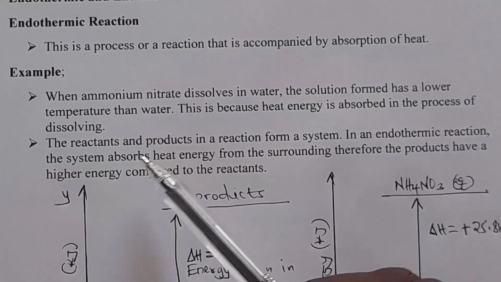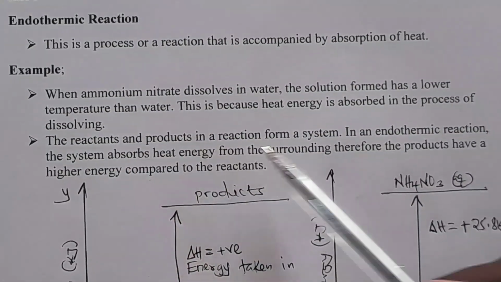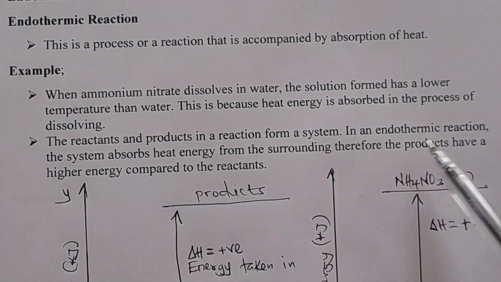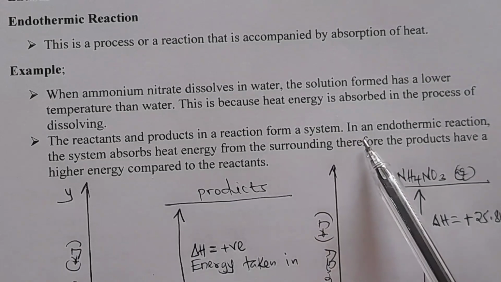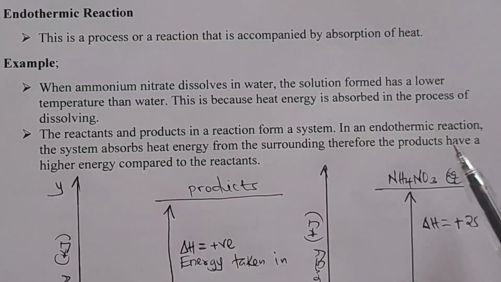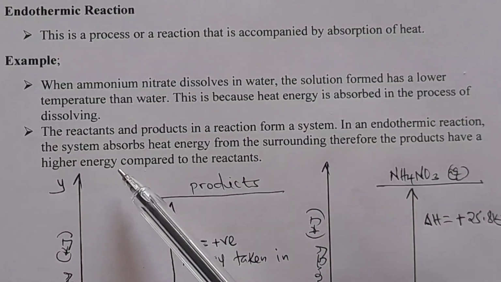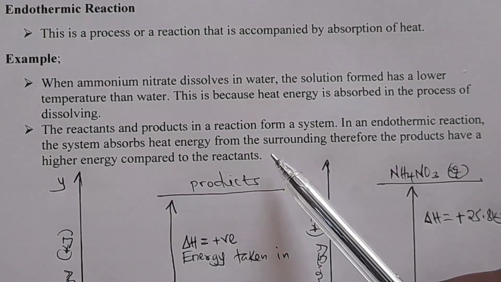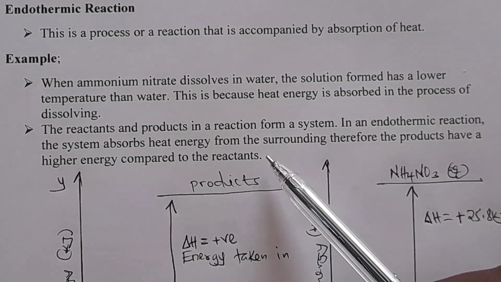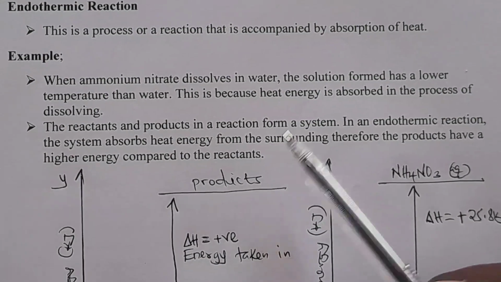Okay, the reactants and products in a reaction form a system. In an endothermic reaction, the system absorbs heat energy from the surroundings. Therefore, it will lead the products to have a higher energy content than the reactants. Okay, let's have the energy level diagram for an endothermic reaction.